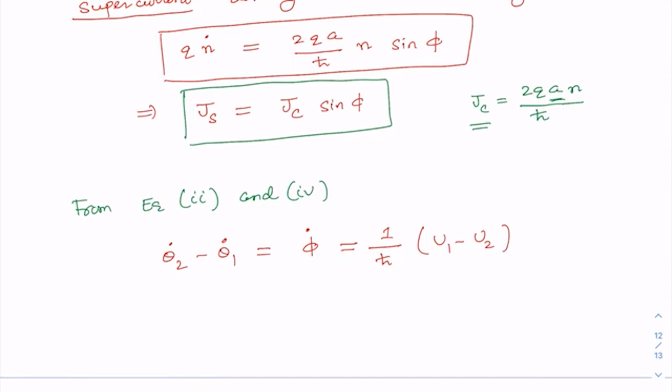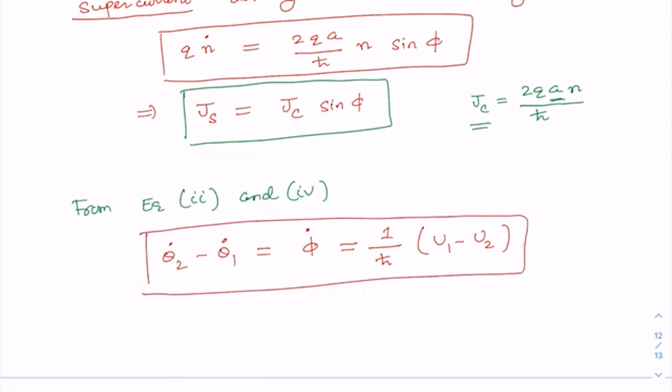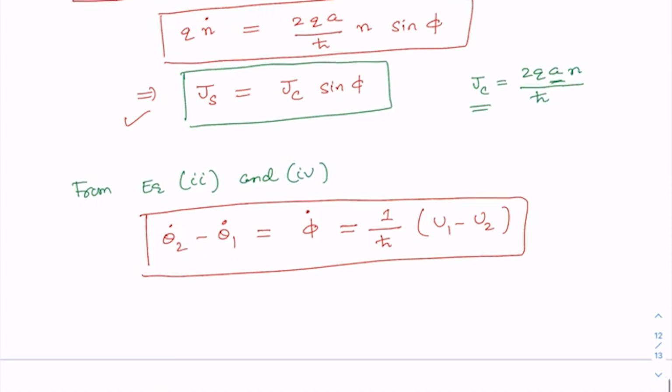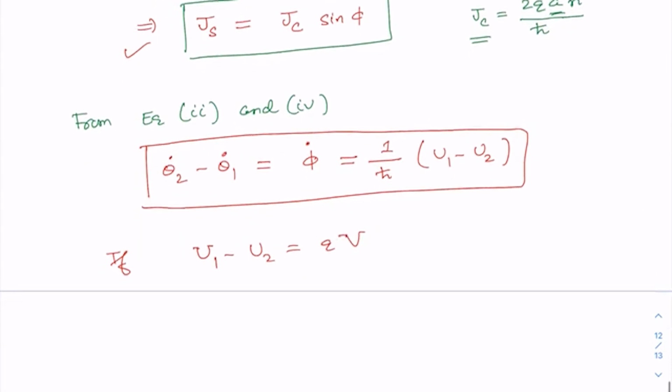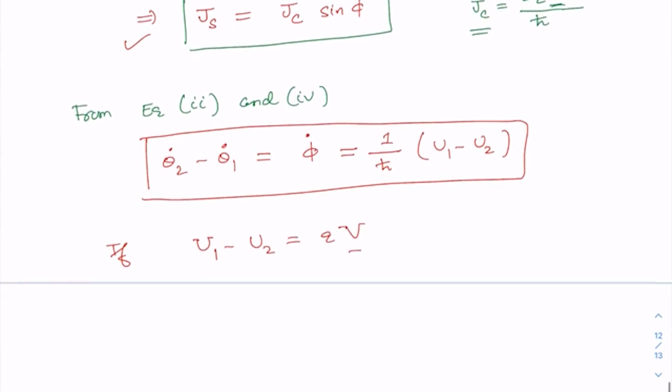So if we consider these equations, this equation along with this one, then if a potential difference between the two superconductors is present, that means u1 minus u2 is equal to qV, where V is the potential difference. This implies that the voltage is related to the phase difference in the following way.